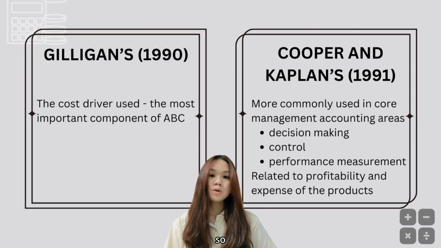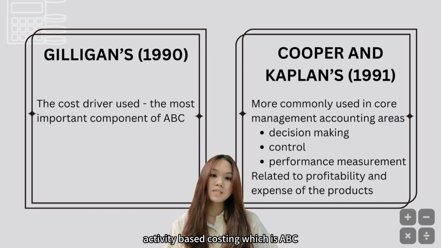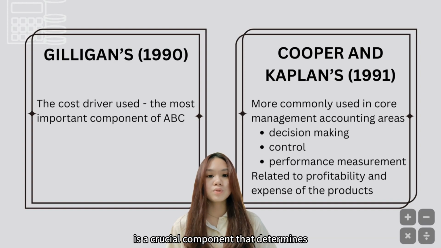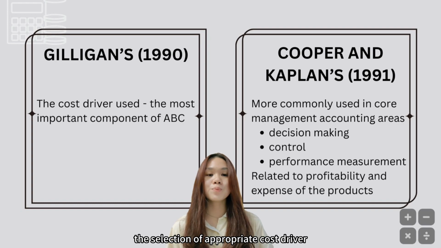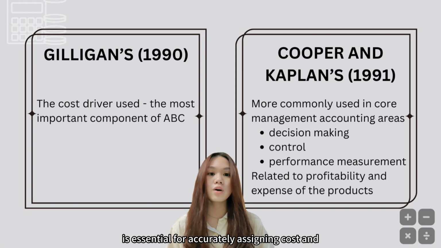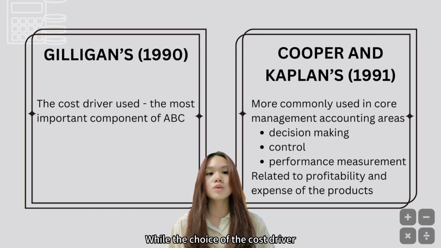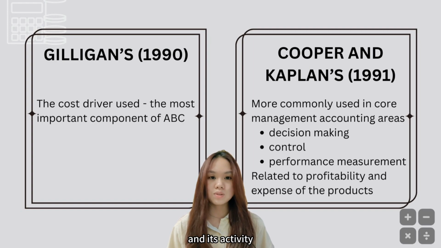So, based on the theory in the 1990s, in activity-based costing, which is ABC, the cost driver is a crucial component that determines how costs are allocated to specific activities. The selection of an appropriate cost driver is essential for accurately assigning costs and understanding the relationship between activities and resource consumption. The choice of the cost driver depends on the specific organization and its activity.